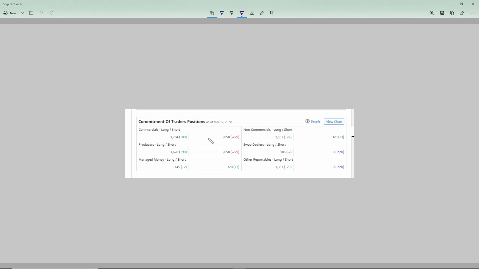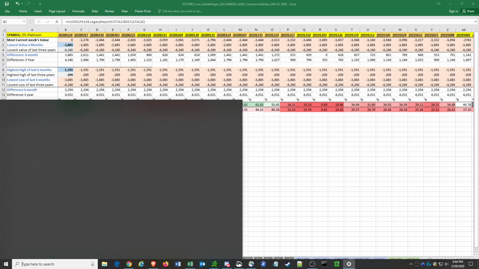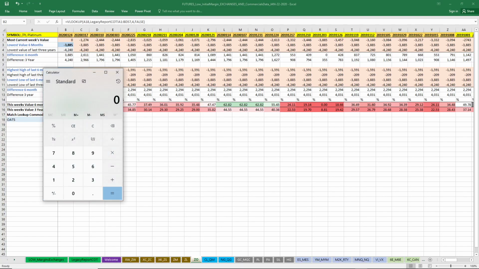So this looks positive. Well, we need the difference of the two, right? So let's just see if we can find a number to plug in here and see where they are. So they are net short, but by how much I don't know.